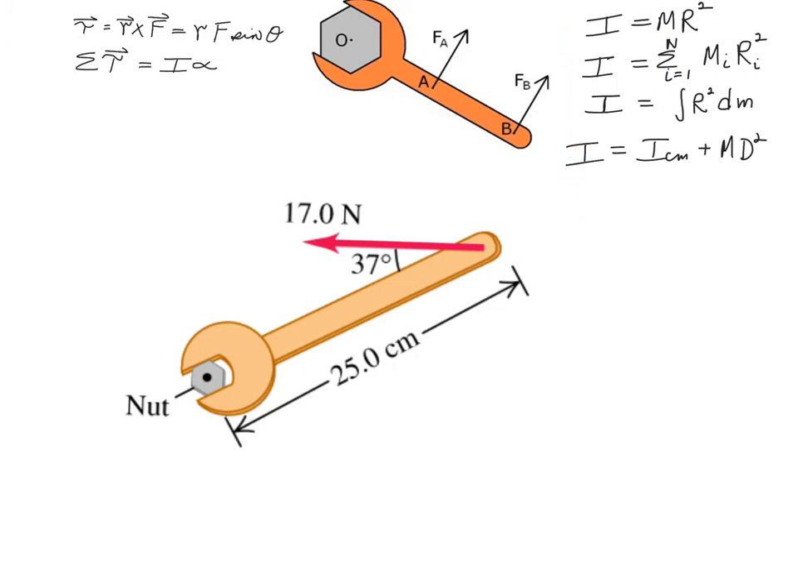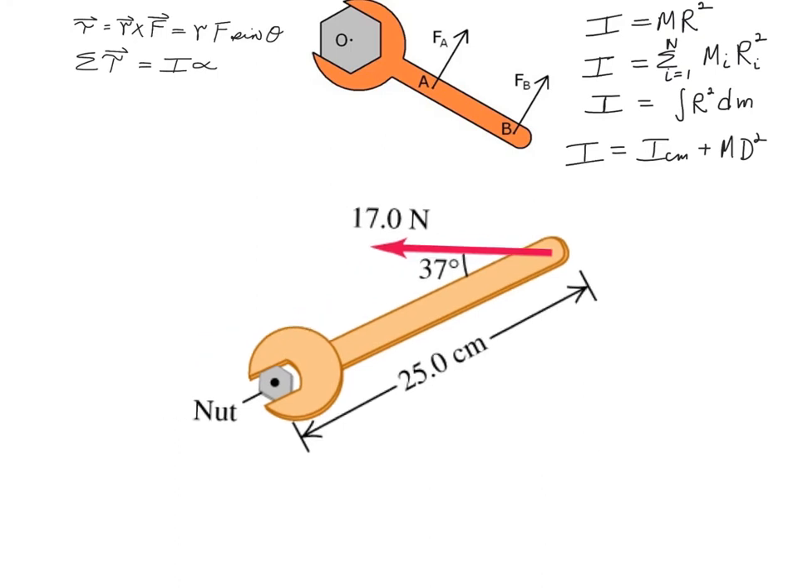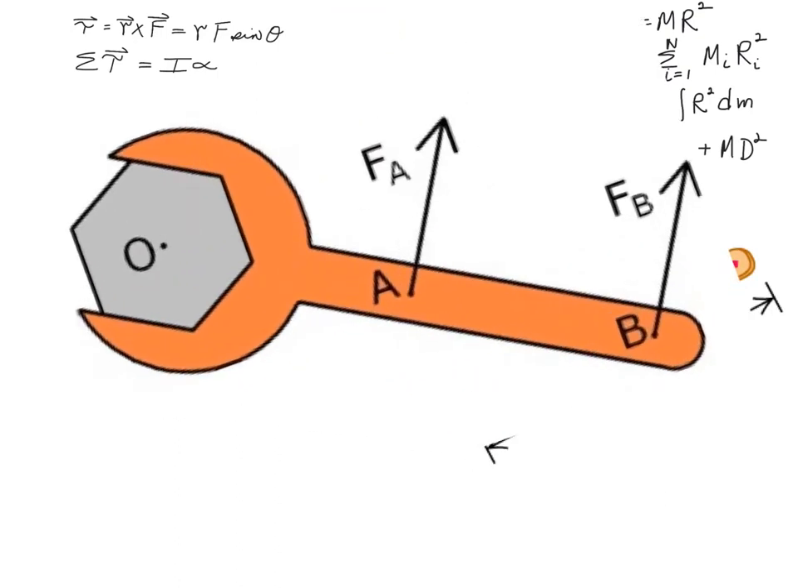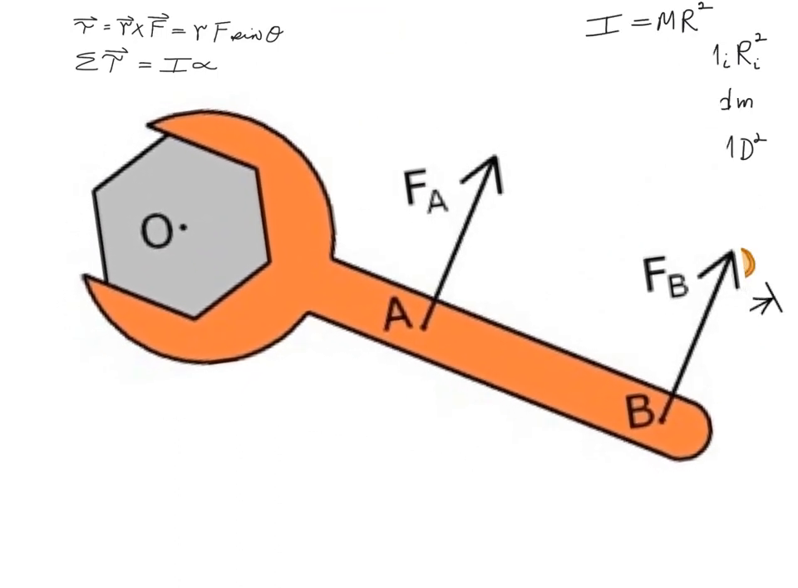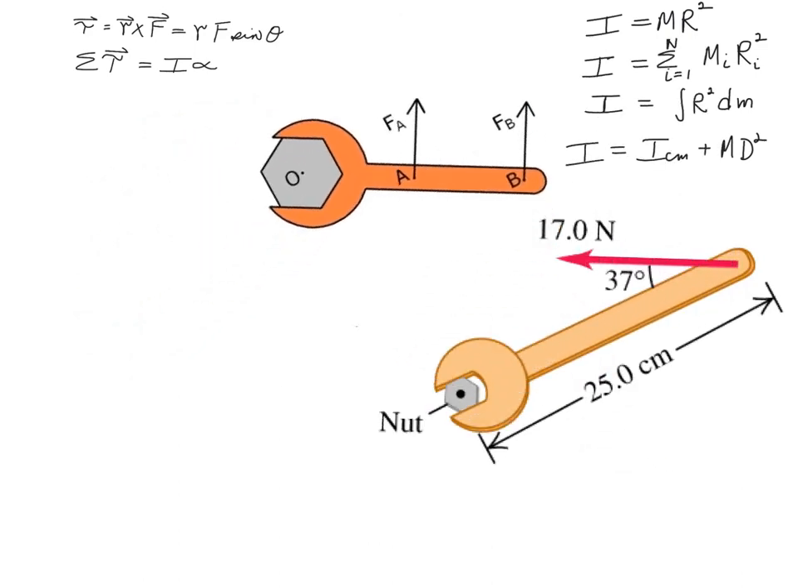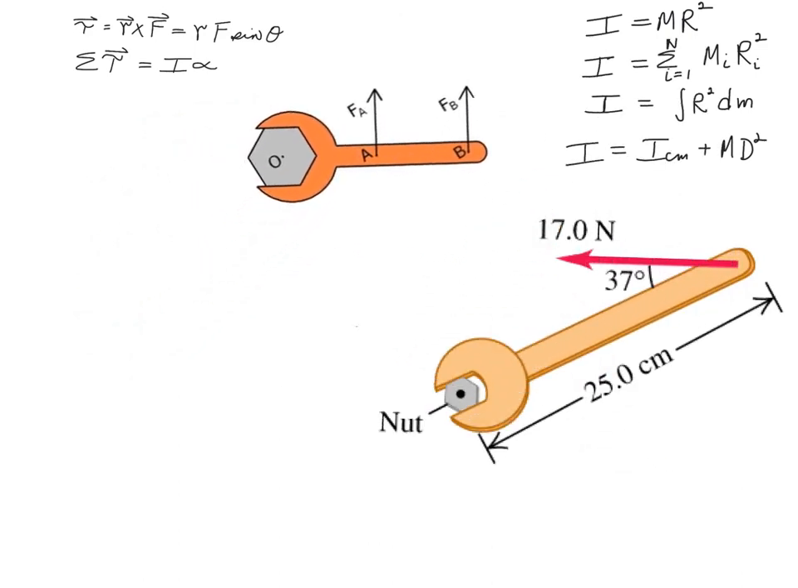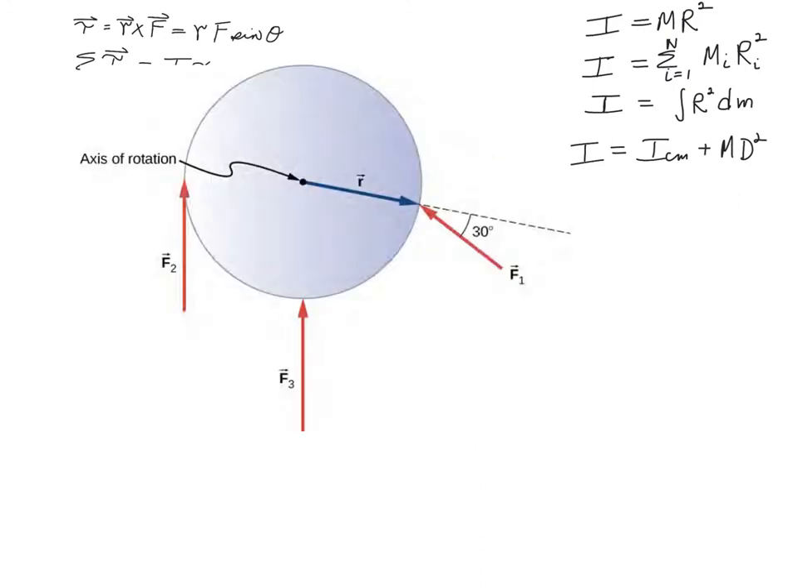So 5 is a simple torque problem. I don't think you should have any trouble with that one. And 6 is another wrench torque problem. So you should be fine with those two. And question 7 is a disc with 3 forces acting on it, so that's 3 torques.